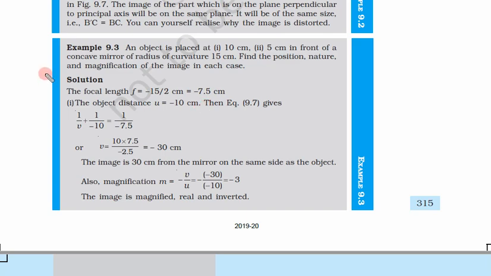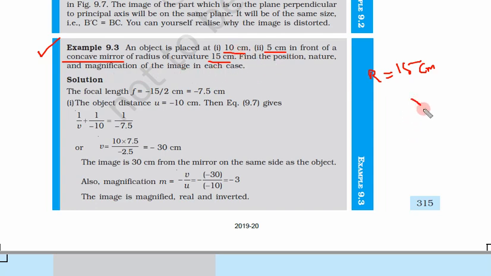After example 9.2, let us see example 9.3. An object is placed at 10 centimeter, 5 centimeter in front of a concave mirror. So our mirror is a concave mirror of radius of curvature 15 centimeter. So R is given to be 15 centimeter. Find the position and nature of the magnification of the image in each case.